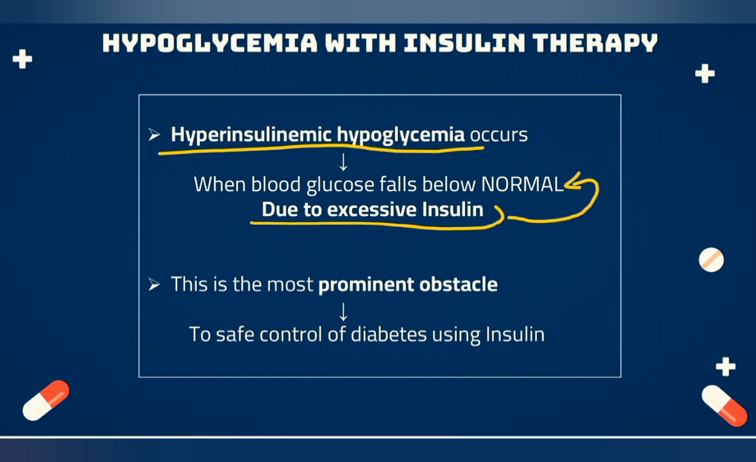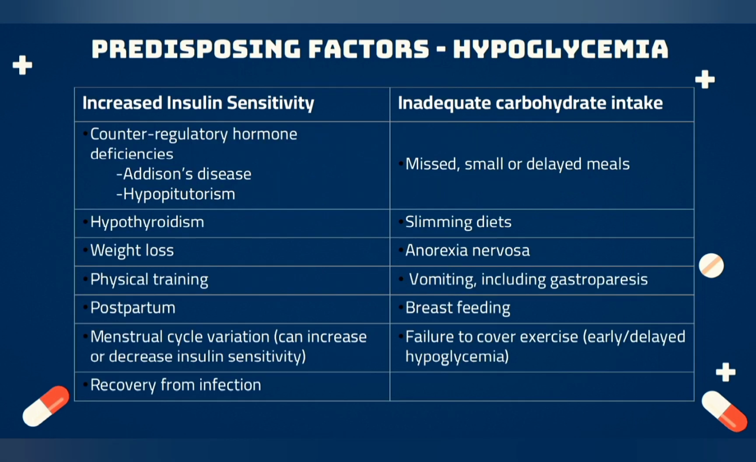And definitely such a condition is a prominent obstacle for the safe control of diabetes by insulin. There are some predisposing factors that cause hypoglycemia when any person is on insulin therapy. So these predisposing factors have been divided broadly into two categories.